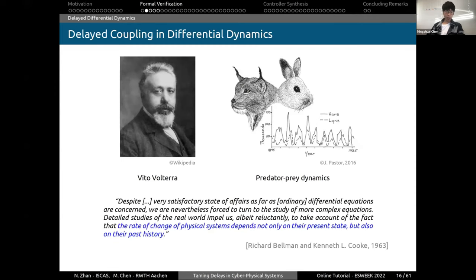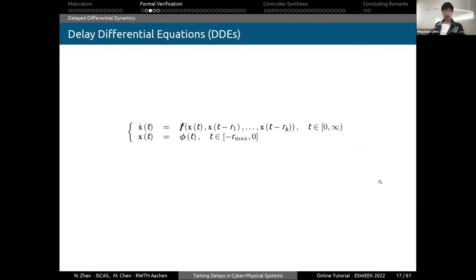And such a model was later popularized by many researchers, for example, Bellman and Cook. And here's a quote from their book in 1963, saying that detailed studies of the real world impel us to take into account the fact that the rate of change of physical systems depends not only on their present state, but also on their past history. More concretely, this gives rise to the model now known as delayed differential equations in such a form. And here I highlight the difference with the well-known ordinary differential equation.